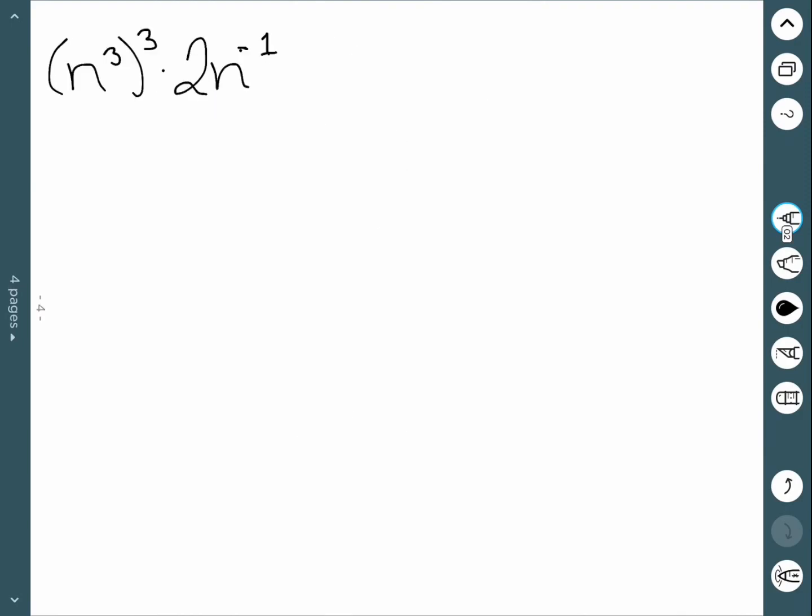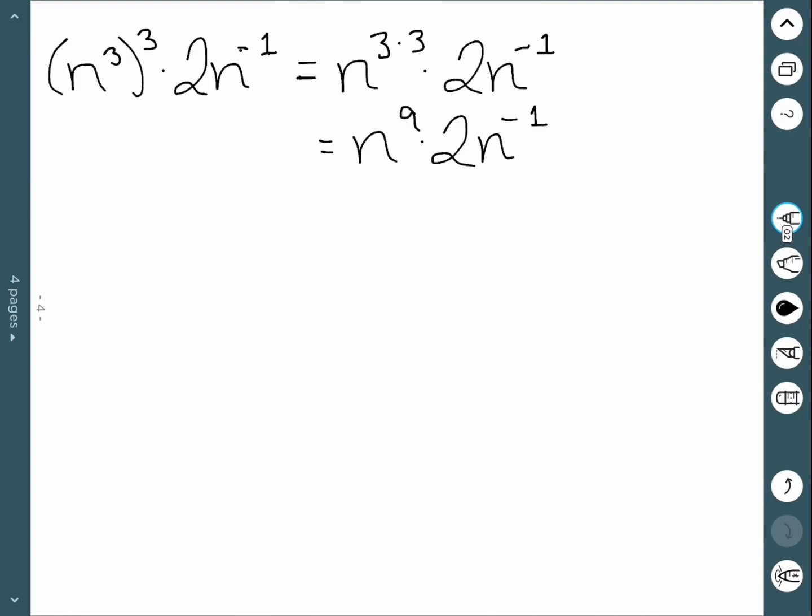Our next example, (n cubed) cubed times 2 times n to the minus 1. Let's start with the power to a power to get rid of our parentheses. We know that when we raise a power to a power, we multiply. We also know that 3 times 3 is 9. And then whenever we're dealing with multiplying exponents, we add, so 9 plus negative 1. And we know 9 plus negative 1 is just 8. So our final answer is just 2 times n to the 8th.